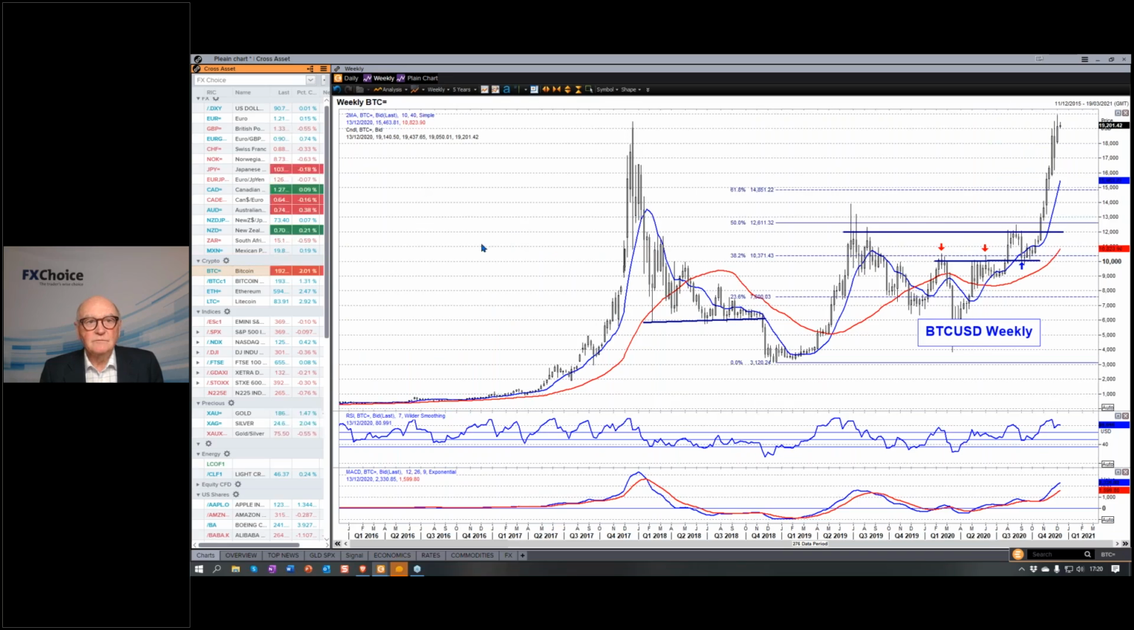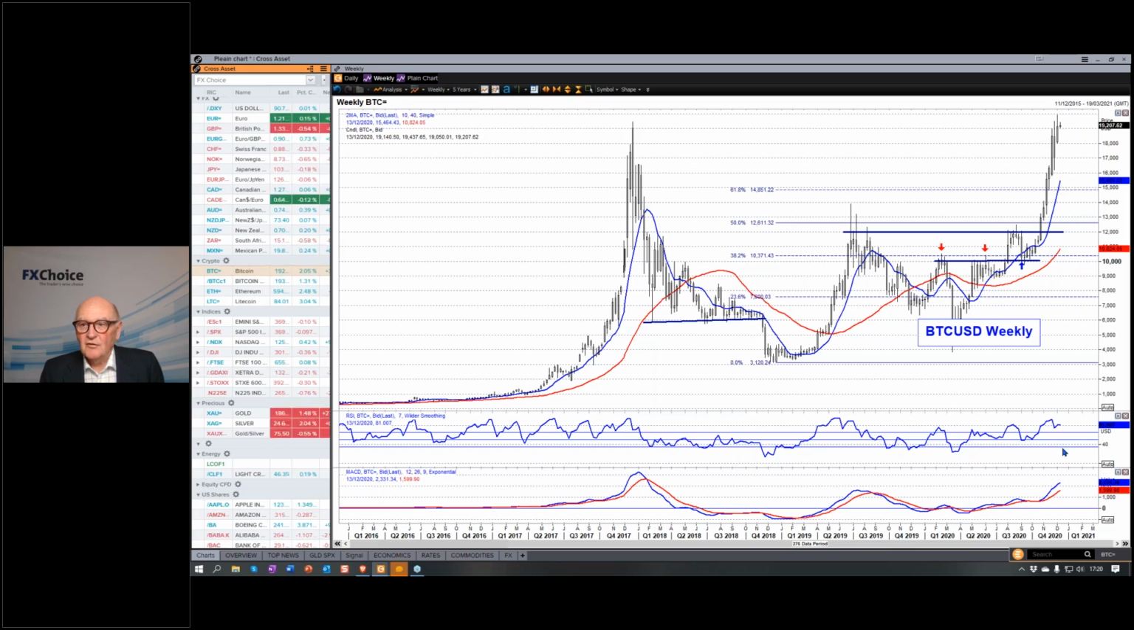Now, Bitcoin. Okay, look at this. We're testing, I would say still testing. I know we've breached it, but we haven't really gone through the December 2019 high. But everything looks like we're going to push forward from here. It would be natural to hesitate a little bit at the old high.